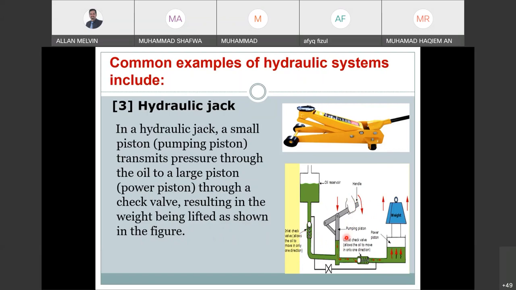So maksudnya kalau you tekan yang ni, when you press, it will create a space for the oil to enter. So the pressure tu dia akan suck the oil into the system. Kalau dah masuk dekat kawasan ni, it cannot go back, because it will be closed. Only allow in one direction. And you have another one. You tekan lagi, so it will create a push and the oil will enter. Kalau dah masuk kawasan ni, oil cannot keluar. So when you keep on applying force, this process will repeat and your weight will start to move up. Okay. So gunakan tangan boleh lift the old car.